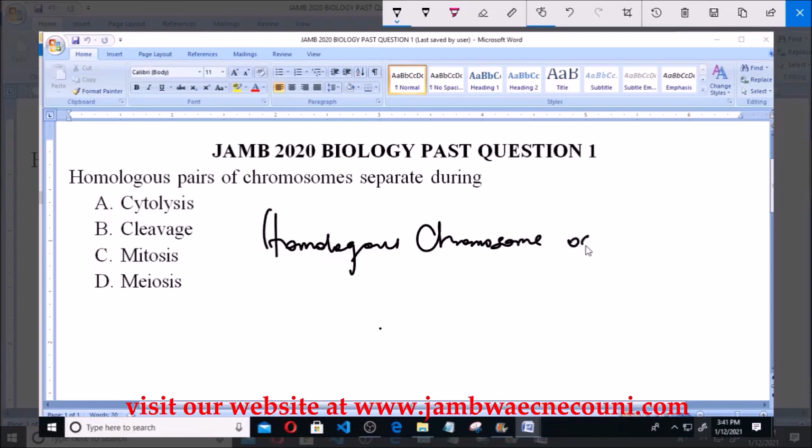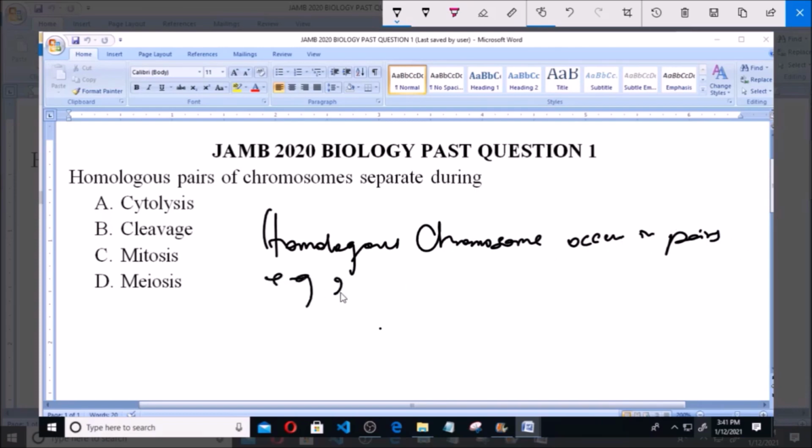chromosomes occur in pairs, and we call them pairs of homologous chromosomes. Like for instance, there are 23 pairs of homologous chromosomes in humans. It simply means we have a total of 46 chromosomes in humans.